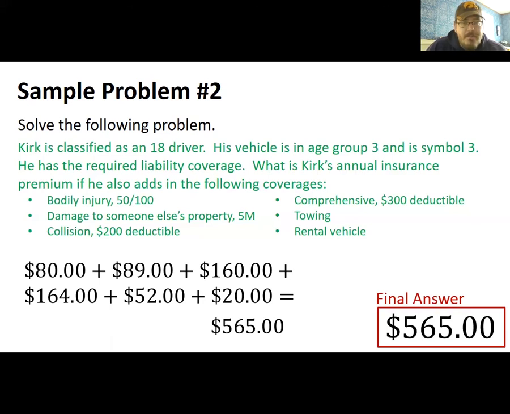his vehicle. Okay. So the trick on these problems is really just keeping track of what the different levels of the coverage he's buying or the person is buying and which coverages they want, finding the totals from the tables, and then adding up those values to get the total annual premium.